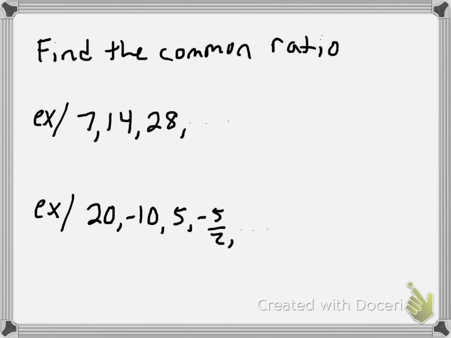Alright, now the other times when you're looking at numbers, instead of a common difference or an arithmetic sequence, we're going to be looking at a common ratio. Common ratio is what you are multiplying each time to get to the next number. So if we look from 7 to 14 or 14 to 28, each time we're multiplying by 2. So our common ratio, again represented by r, is going to be a 2. We're multiplying by 2 every single time.